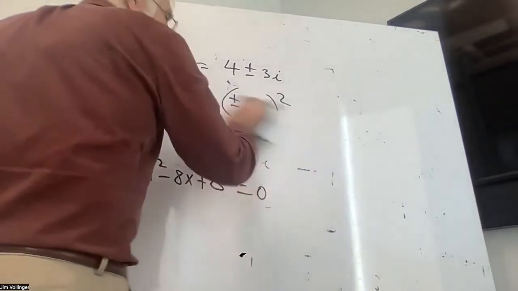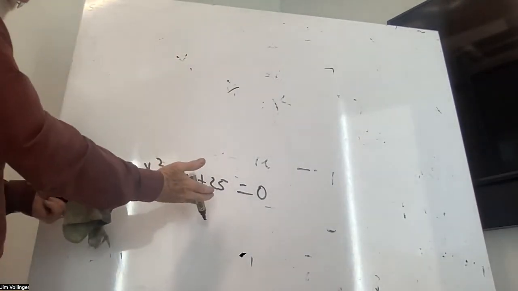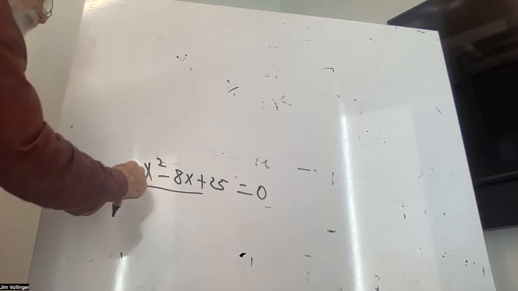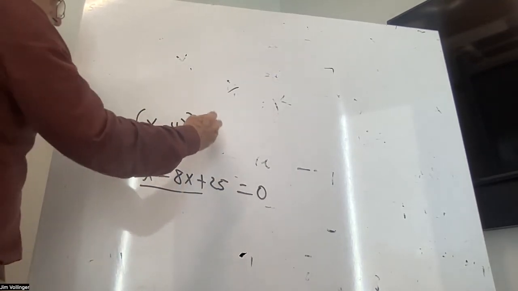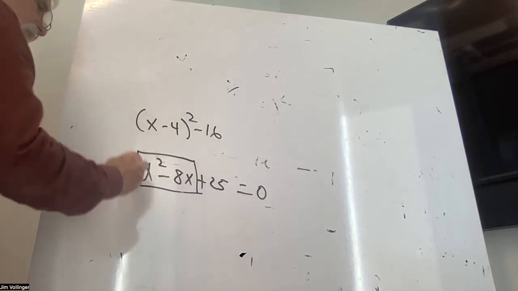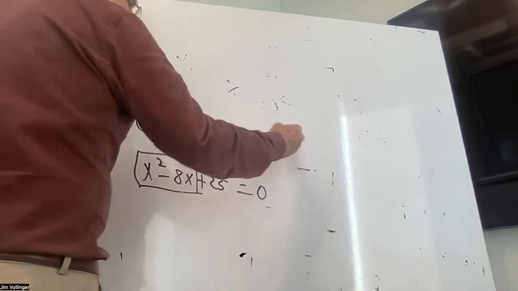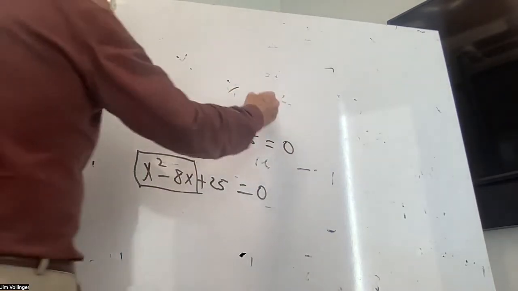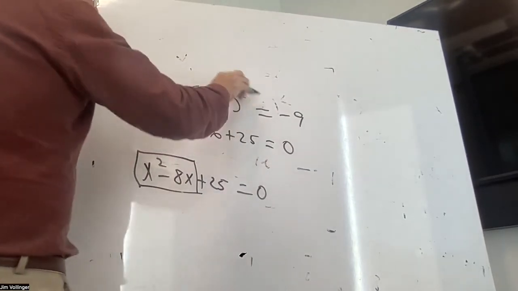Now I'll erase and we'll go back to the original. How do we get back to the original? Well, I can't factor, so I'm going to do completing the square on x squared minus 8x, which is x minus 4 squared minus 16. That is equal to what's in the box. I still have 25, and I want that to be 0. I'll move that over, which becomes -9. x minus 4 squared equals -9.